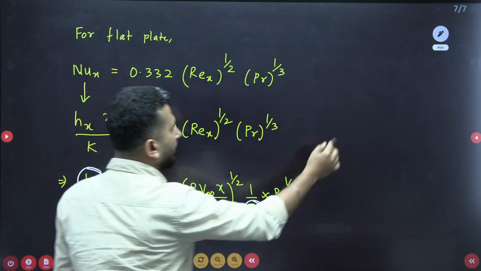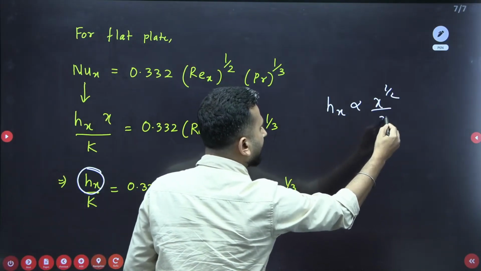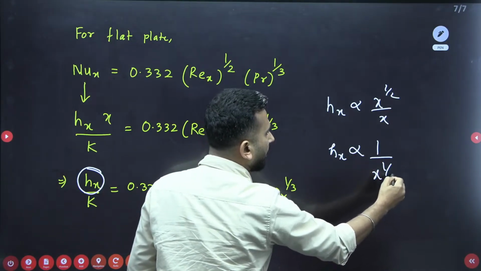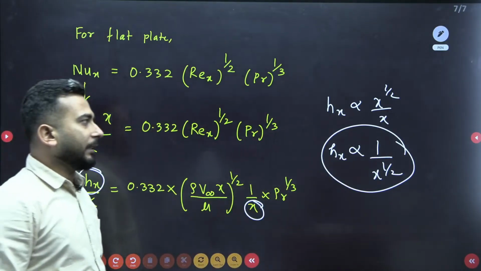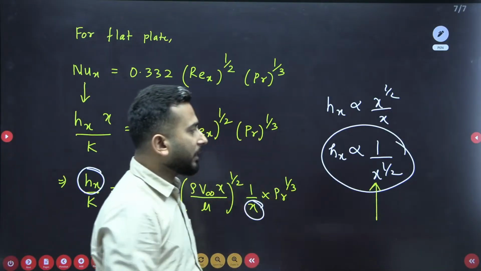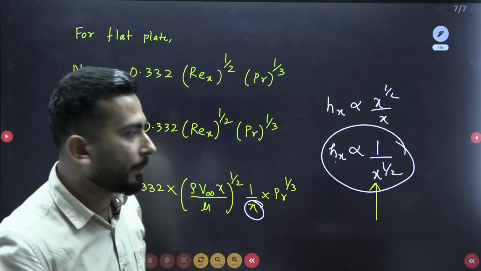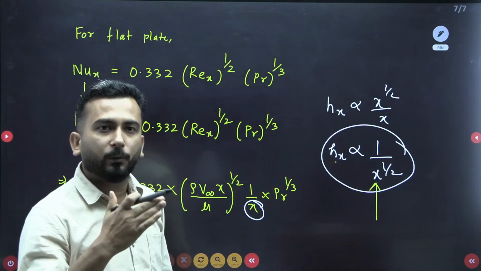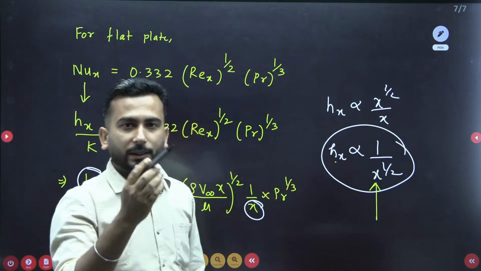and X, so Hx is proportional to X to the power 1/2 by X. So Hx is proportional to 1 by X to the power half. So this is the variation that is there, and clearly you can see from here that when X increases across the plate, the heat transfer coefficient value decreases, right? So now I was saying that yes, there is a variation for H and X. How is it varying? Clearly you can see, inversely to the square root.